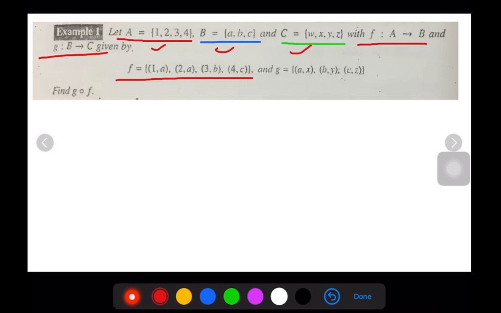F values are here and G values are here. F is a function defined between A and B, therefore mapping is done. So 1 has an image a, 2 has an image a, 3 has an image b, 4 has image c. You can also represent this in terms of a pictorial representation. Whichever is easy for you, you can practice that.